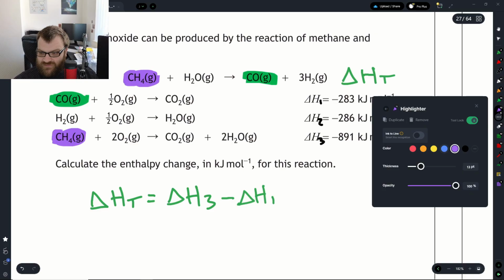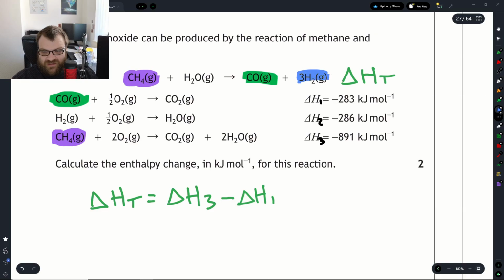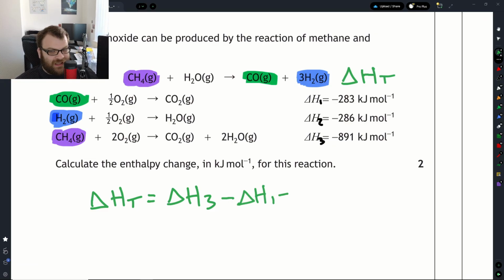Moving on to the hydrogen, we've got 3 hydrogen gases on the right of the target. We want it on the right here, but in equation 2 it's on the wrong side, so I need to put a minus. There's only one of them in the second equation. I'm going to have to use 3 delta H.